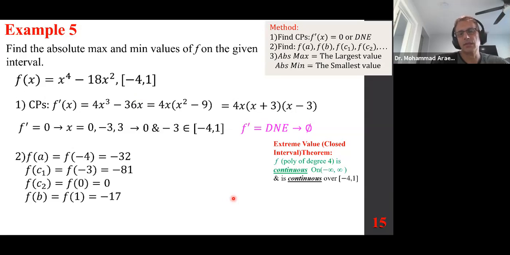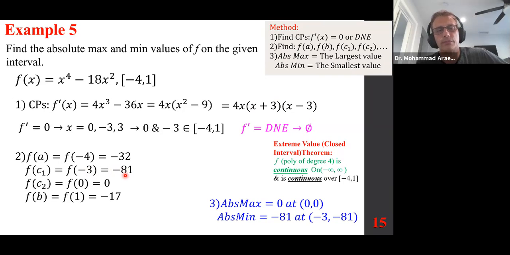Third step, the last step that we want to write. How do we do the writing? Can anybody tell me? So which one is the largest number? 0. So absolute max is 0 at the pair 0, 0. Which one is the smallest, everybody? Negative 81. So the absolute min equals negative 81. At what pair? Negative 3, negative 81.